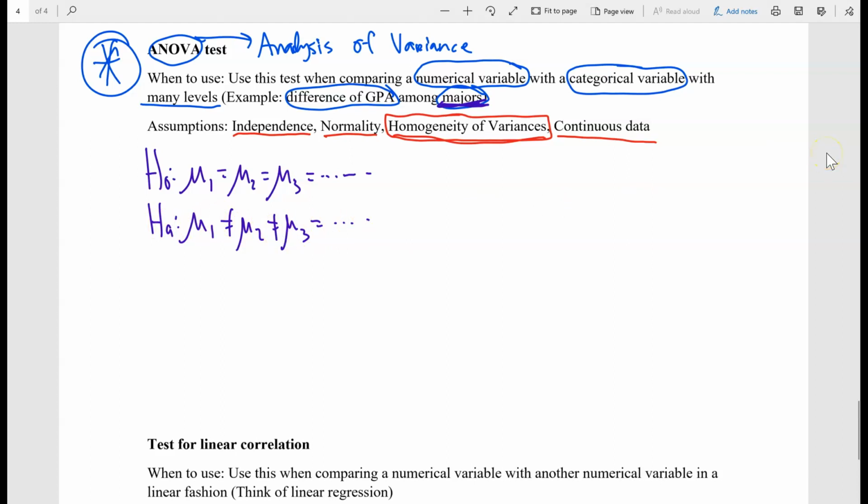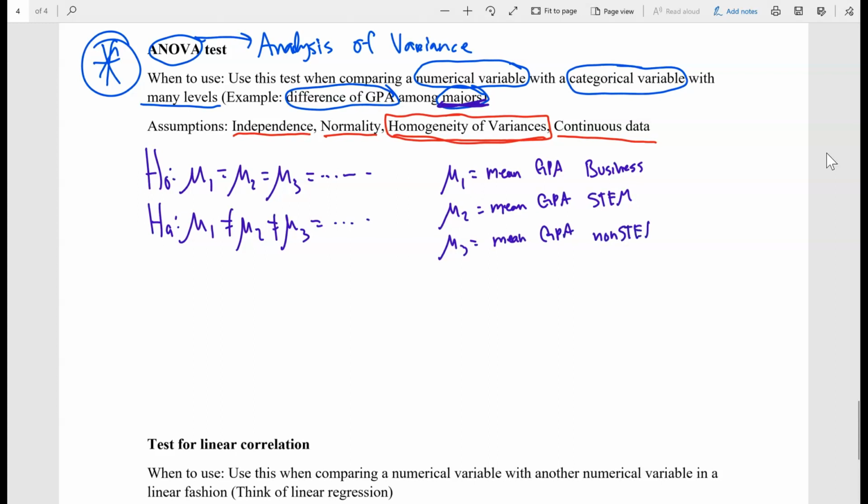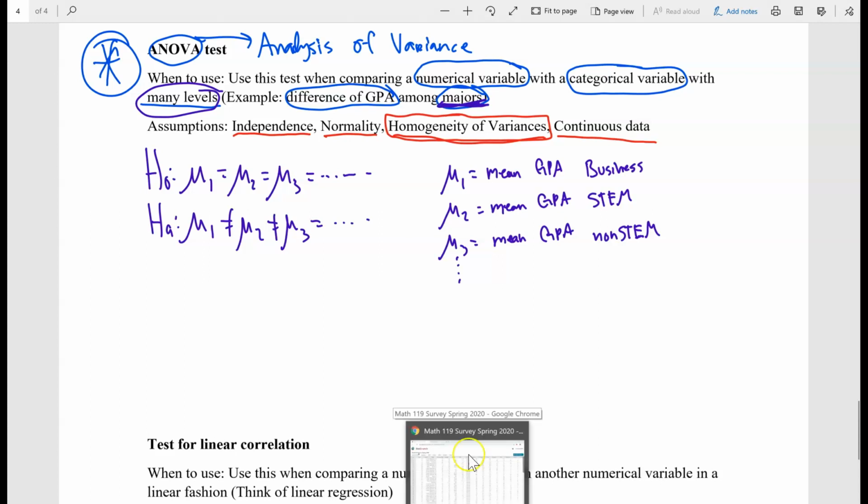So here you can say that mu1 is basically the mean GPA, I don't know, of business majors. Mu2 could possibly be the mean GPA for STEM majors. Mu3 could be the mean GPA for non-STEM, and so on and so forth. So you basically get the idea. You keep going for however many means or levels you have. The number of levels tells you how many mu's you're going to have. Remember, levels are the number of options that you have in your question. In this case, I don't know how many majors we had, but whatever.